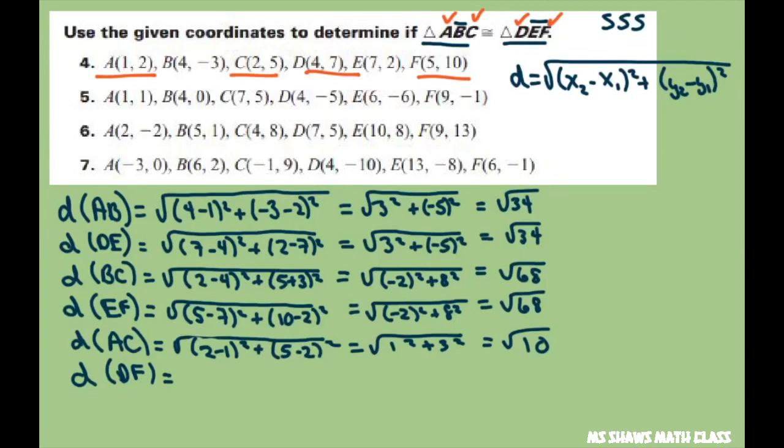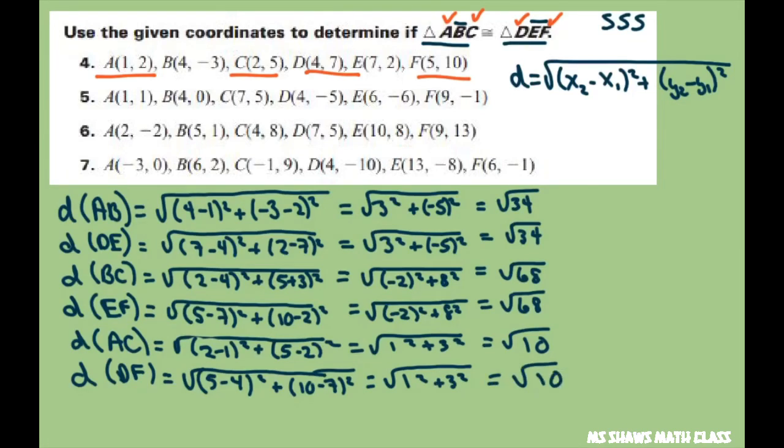So that's going to be 5 minus 4 squared plus 10 minus 7 squared. And that gives you the same thing, which equals the square root of 10. So since all these sides are congruent, that means the triangles are congruent by our side-side-side postulate.